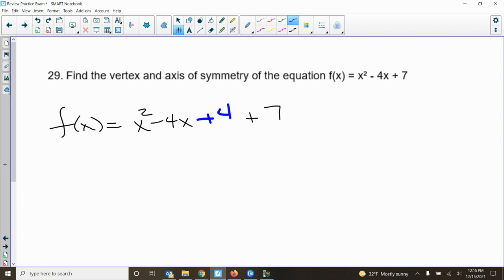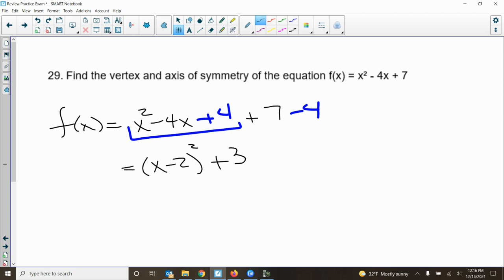So what do I have to do on the right-hand side to compensate for that plus 4? I have to subtract 4, right? And now this guy is set up to be a perfect square. That's the whole point. Multiply +4, add -4. It's the same number twice. -2 and -2, right? And then 7 minus 4 is 3.